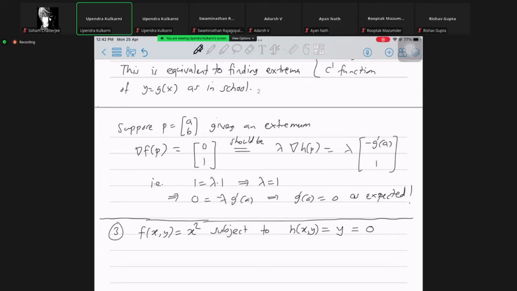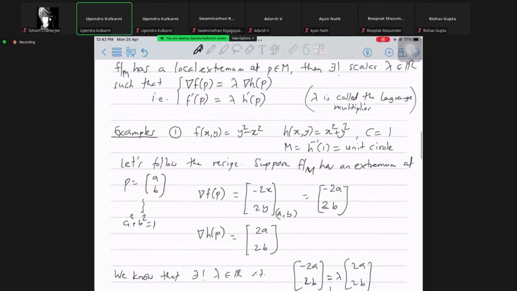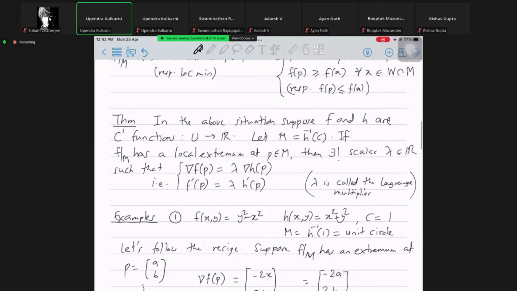So let's look at the hypothesis now. The hypothesis says, well, whatever. These are C1 functions. I mean, the functions are x squared and y. You cannot hope for more innocuous functions. So apply the recipe and see what you get.